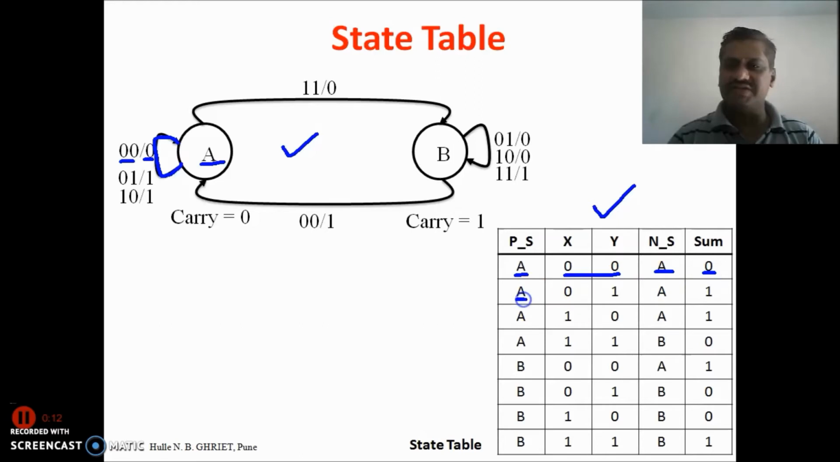Similarly, the present state is A, inputs are 0 1. Look, inputs are 0 1, the output is 1, and what is the next state? The next state is the same state, that is the A state.